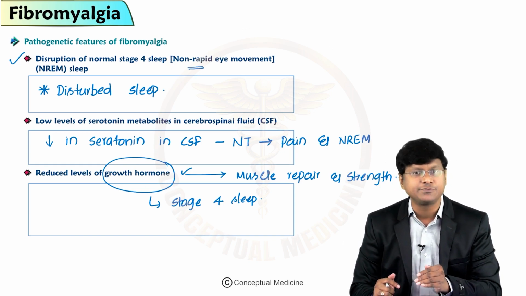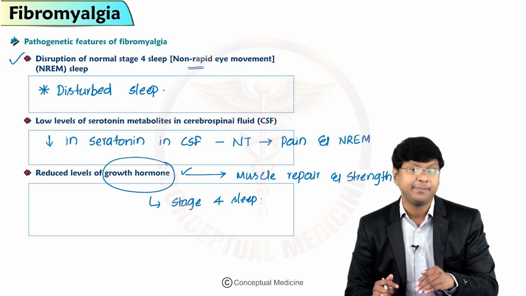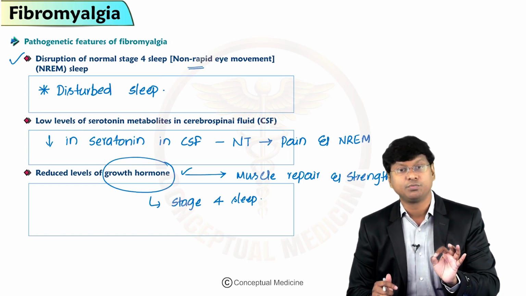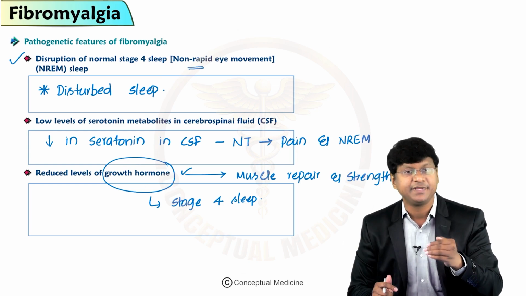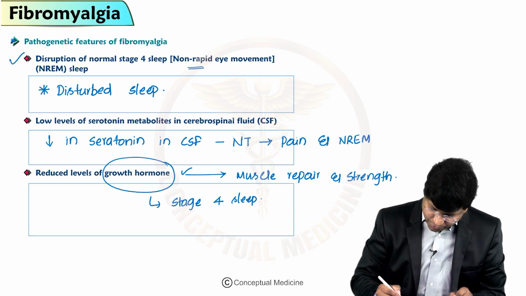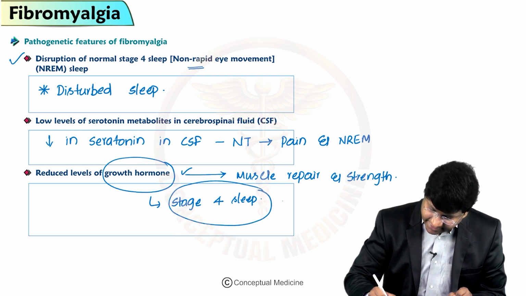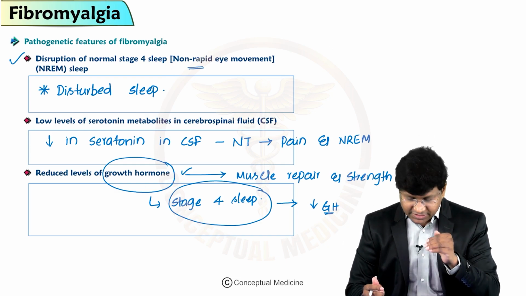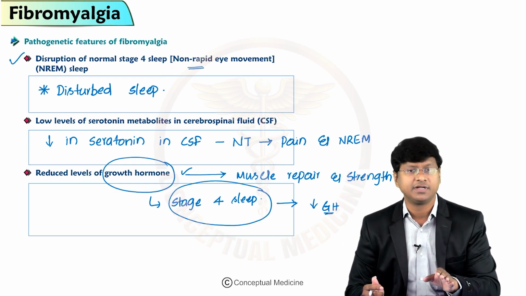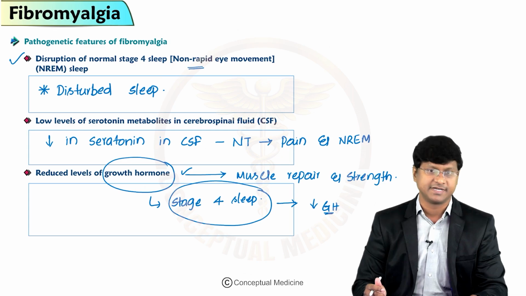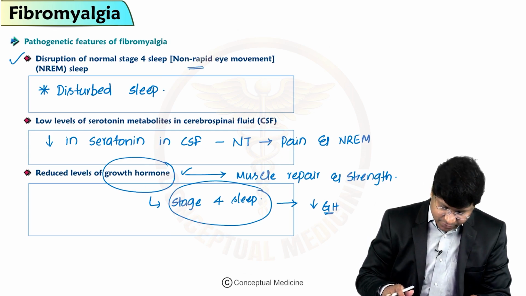So in fibromyalgia, the stage 4 sleep is disturbed. Then what will happen to your growth hormone? There will be a reduction in the growth hormone. Reduction in growth hormone may explain the extended period of muscle pain following exertion in these patients. Because the growth hormone is released in stage 4 sleep, once stage 4 is disturbed, the growth hormone levels will be reduced. And this decreased growth hormone is responsible for the extended period of muscle pain. Okay, that is another important pathogenetic feature.